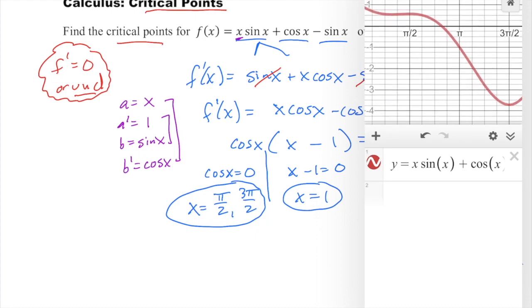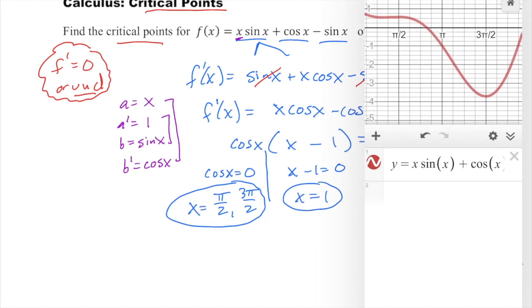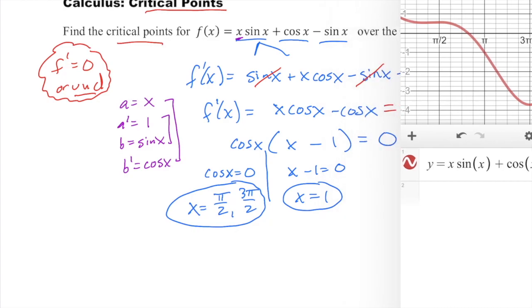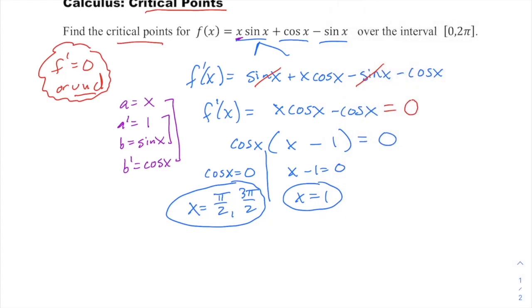Two critical points close together. Sometimes they're relative minimums, sometimes they're relative maxes, sometimes they're nothing. Sometimes they're saddle points or other sorts of just critical, important points to take a look at on the graph. Something's going on. But there we go, 3 critical points.